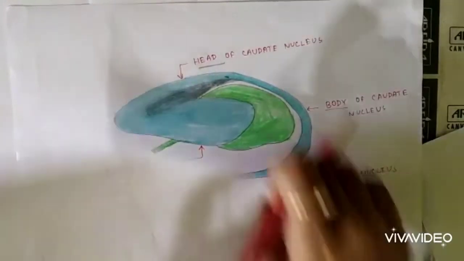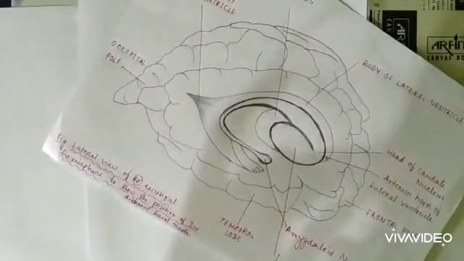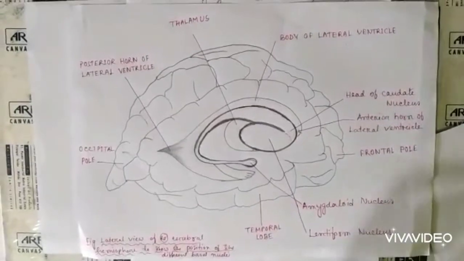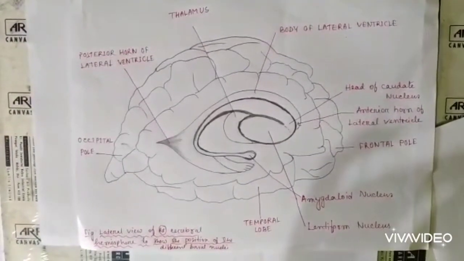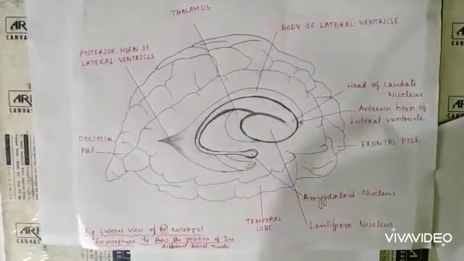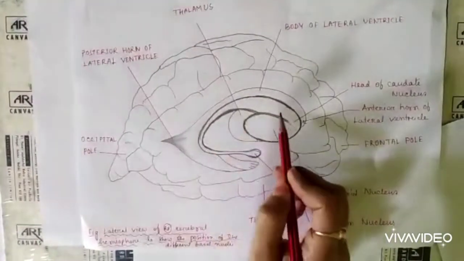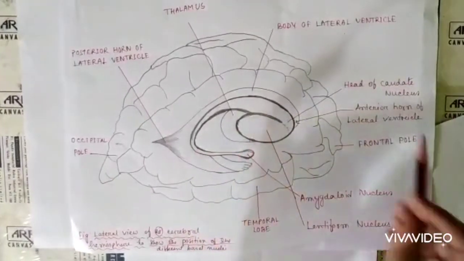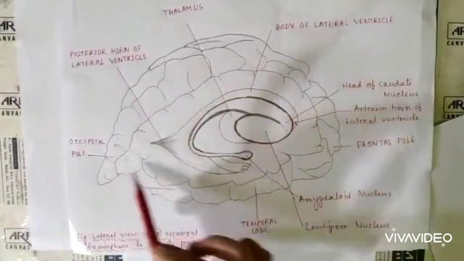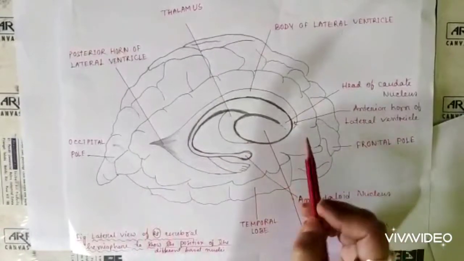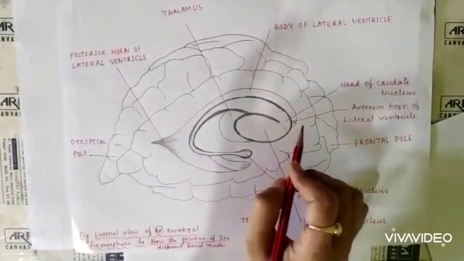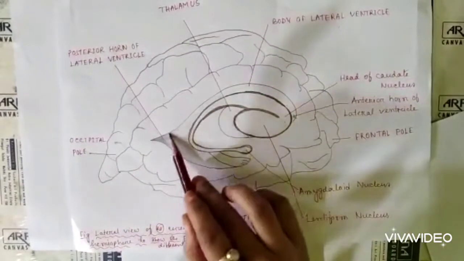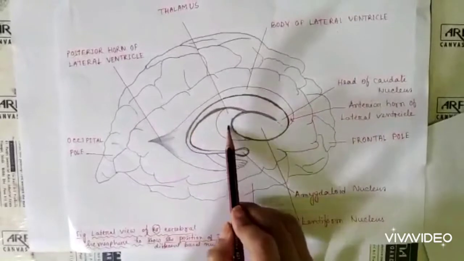Come to this figure now. This is the lateral view of the right cerebral hemisphere, showing the position of the different basal nuclei. This is the C shape, the caudate nucleus. Here this portion is the cerebellum, this portion is the lateral ventricle, and this is the thalamus.